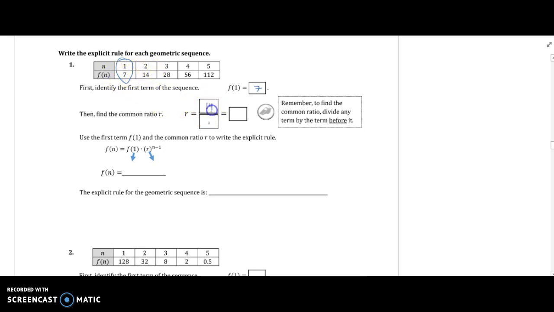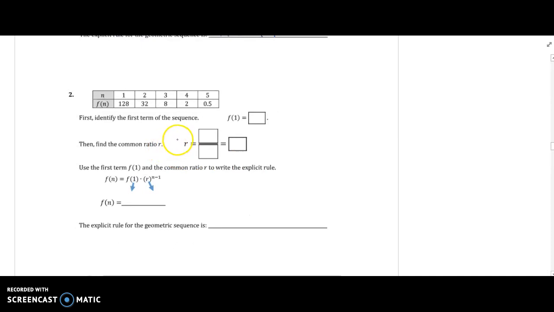Can you think of what the common ratio is before I even do this? 7 times what is 14? It's going to be 2, right? But we want to use this method because sometimes we're going to see sequences that are a little more difficult. So 14 divided by 7, that's 2. And now to write the explicit rule, all we have to do is plug in our f of 1, which is 7, and then our r, which is 2. So we get 7 times 2 to the n minus 1, and that's it. So the explicit rule for the geometric sequence is f of n equals 7 times 2 to the n minus 1. No big deal.